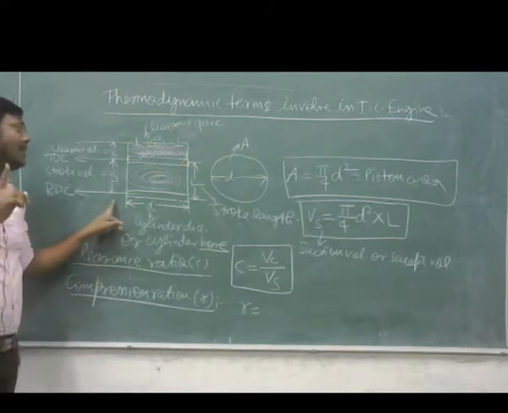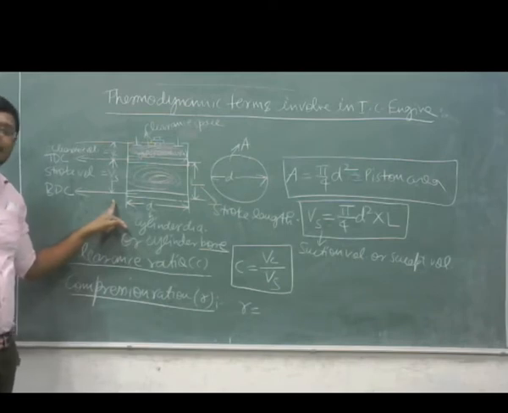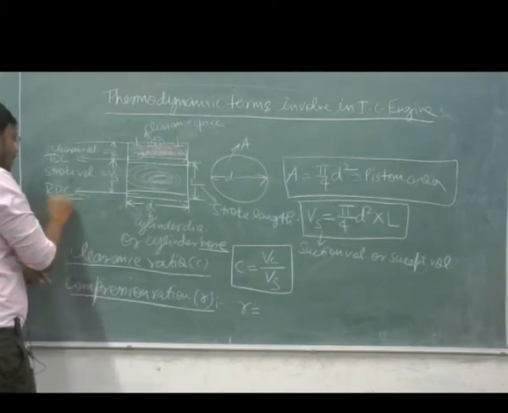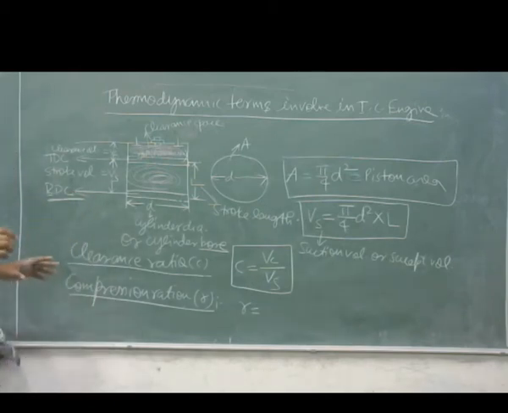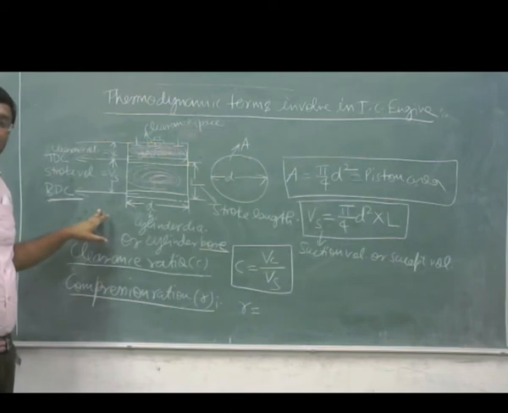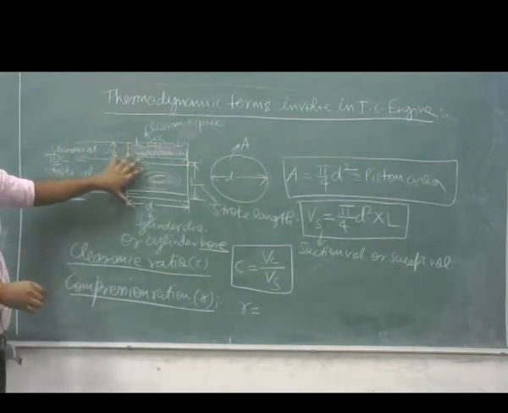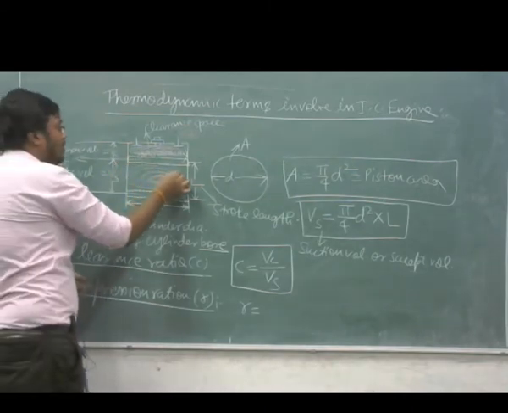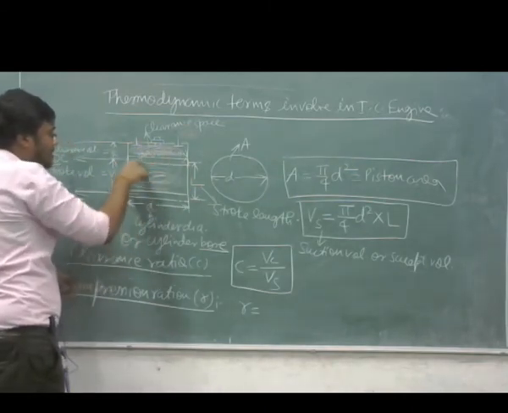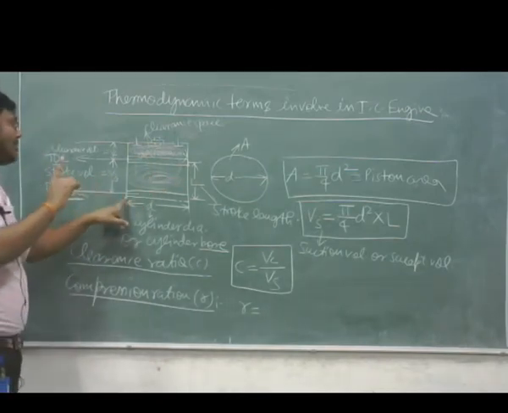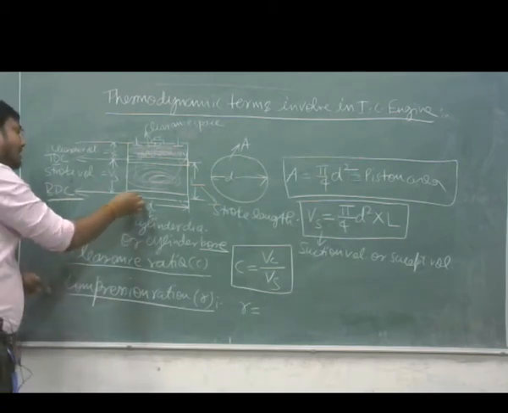In the starting of the compression stroke, the piston is at BDC. I am talking about the compression stroke, not the suction stroke. In the starting of the suction stroke, the piston is at TDC. But when suction is completed and the air fuel mixture fills this space, the piston reaches BDC. After this, compression happens.